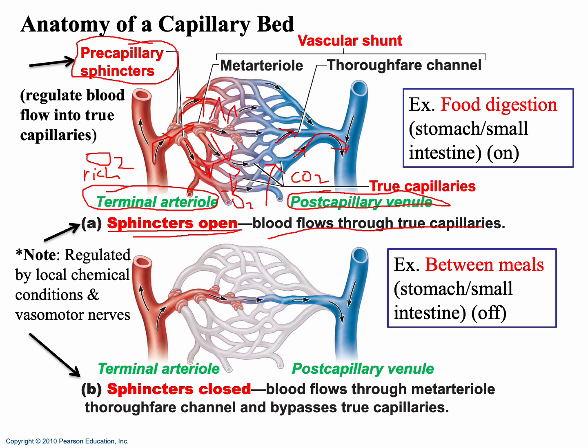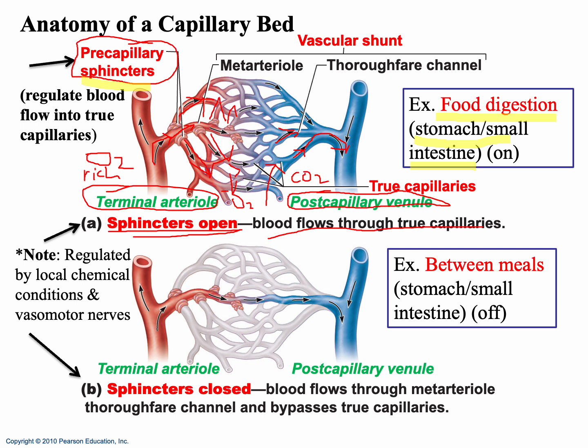An example where the sphincters are open would be food digestion. When you're eating a lot of food, and maybe you had a big breakfast or a big lunch or dinner, there's going to be more blood flow needed in the stomach and small intestine area. More blood needs to go through those capillaries, and so the sphincters are going to be in the open position.